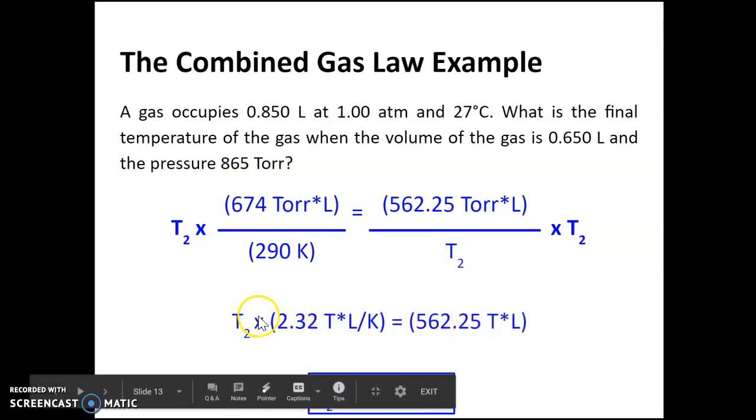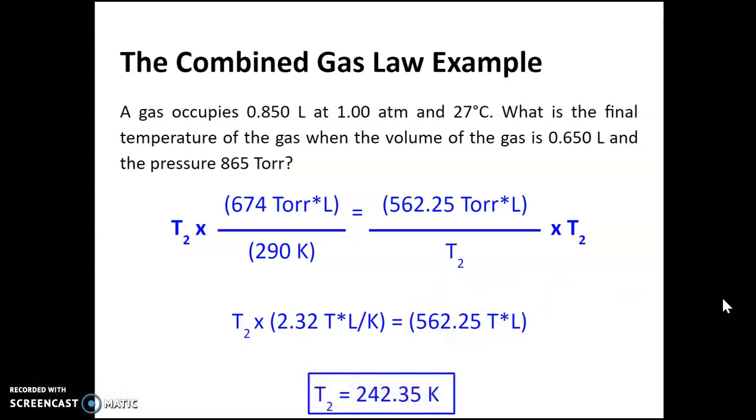Now we have T2 times 2.32 torr liter per Kelvin, and then that all is equal to 562. If I divide both sides by 2.32, then I get 242.35 as my temperature.